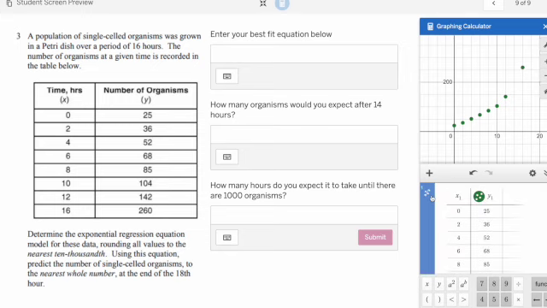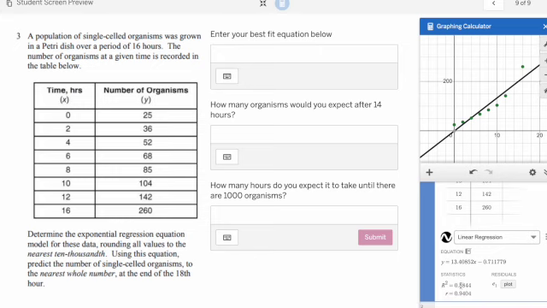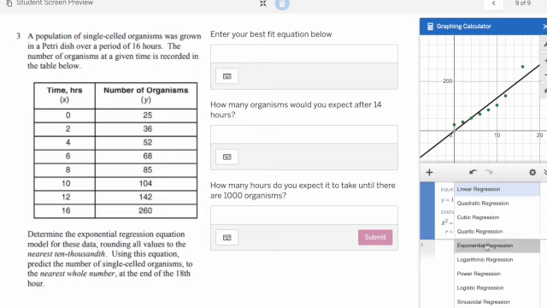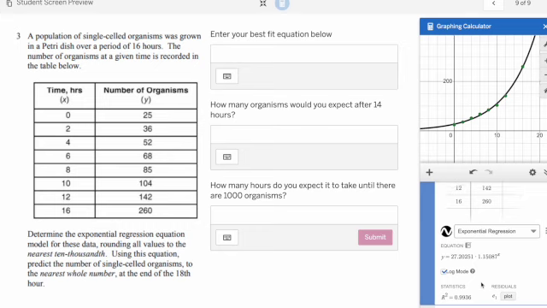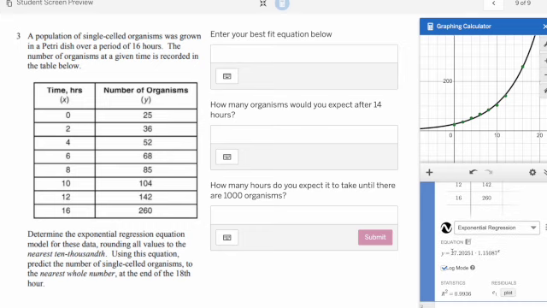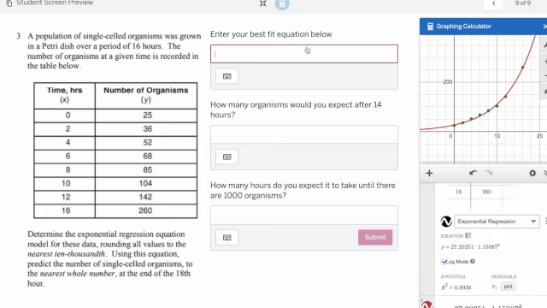To make my regression, I press this little Add Regression button. The r-squared value is 0.88 for linear. Let's switch to exponential. It's almost 100%, right? 0.9936. So this is my equation. I'm just going to export it and copy it and put it right there.